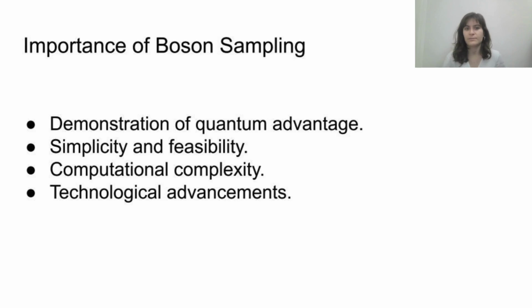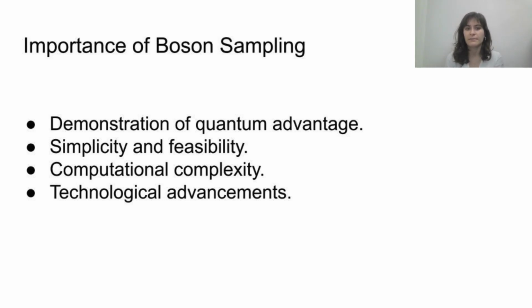Another reason is because of its simplicity and feasibility. Unlike universal quantum computing, which requires a highly controlled environment and sophisticated error correction, boson sampling can be performed with simpler setups using linear optics. This makes it an accessible experiment to test quantum theories. Its relative simplicity allows researchers to experiment and gather results without the need for the complex error correction required in universal quantum computing.